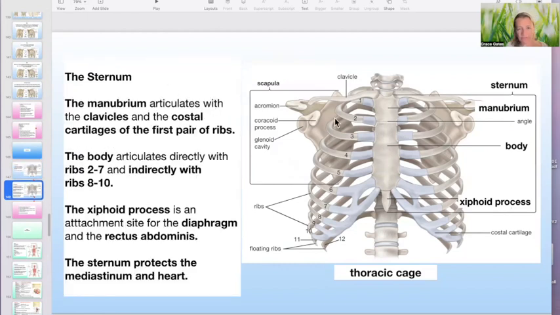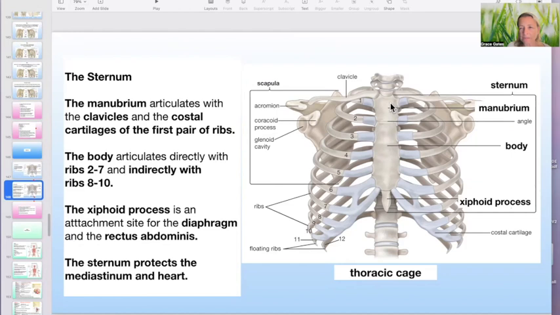The manubrium articulates with the clavicles and the costal cartilages of the first pair of ribs. We'll learn about the clavicles in the next lecture. The body articulates directly with ribs 2 to 7 and indirectly with ribs 8 to 10. The xiphoid process is an important attachment site for the diaphragm, which is an extremely important muscle, and the rectus abdominis muscle. The sternum protects the mediastinum and the heart.